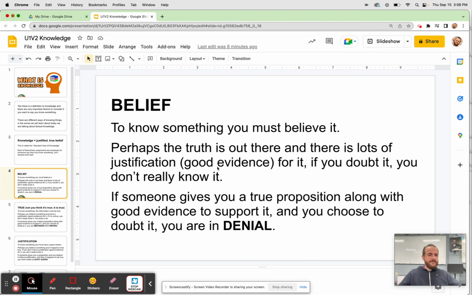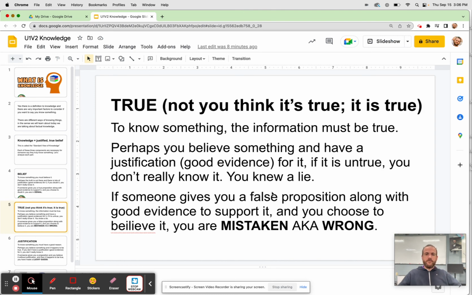Let's look at the second one. It has to be true. Not that you think something's true. It literally has to be actually true in the metaphysical sense, in the reality sense. To know something, the information must be true. Perhaps you believe something and have a justification for it. If it's not true, you don't really know it. You knew a lie. A lot of these are fallacies.